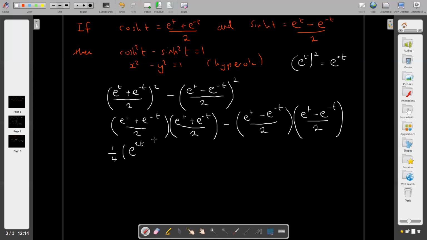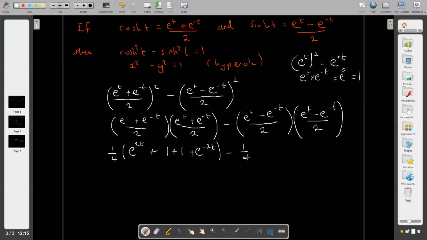Right, now we're going to have an e^t times e^(-t). Well, e^t times an e^(-t) would be e^0, which is 1. So this is going to be plus a 1. e^(-t) times an e^t, well, that's plus another 1. And e^(-t) times e^(-t) is e^(-2t).